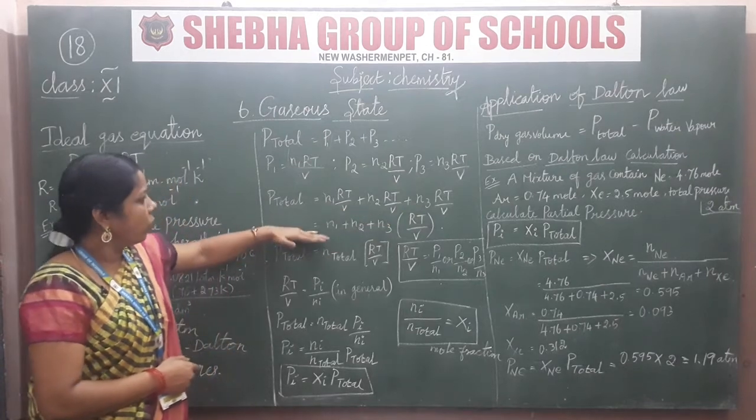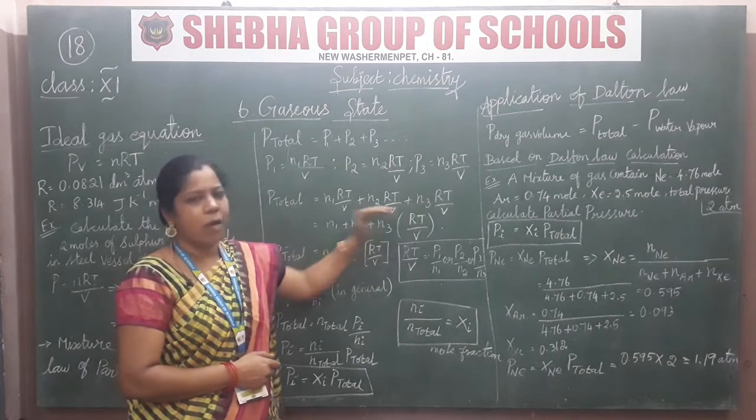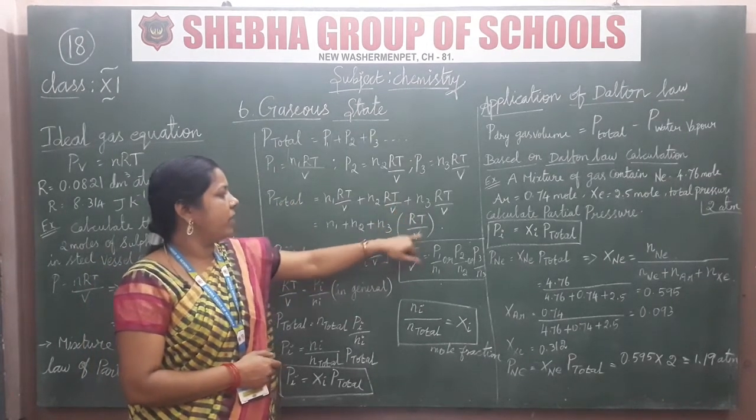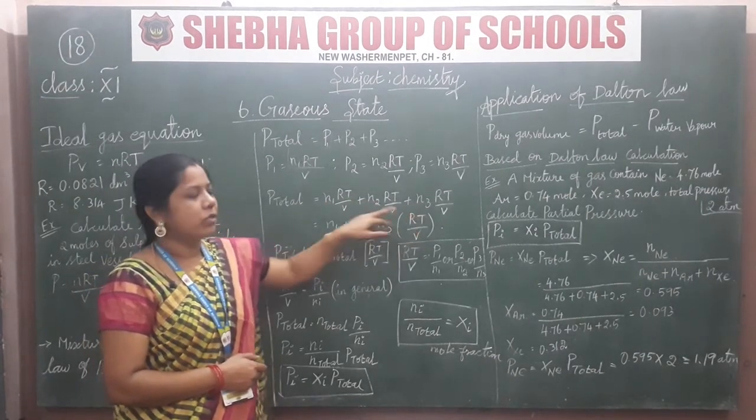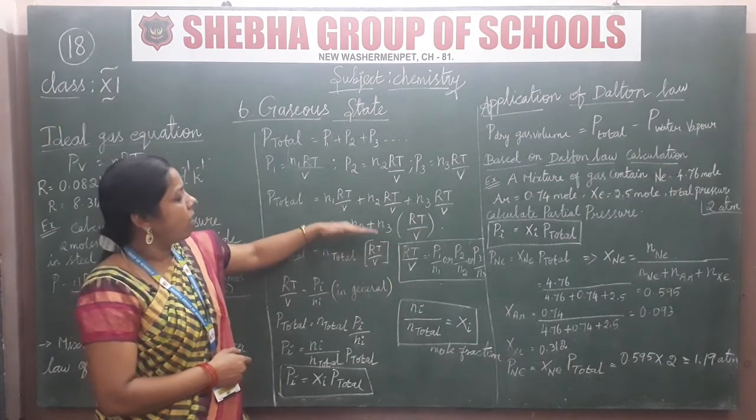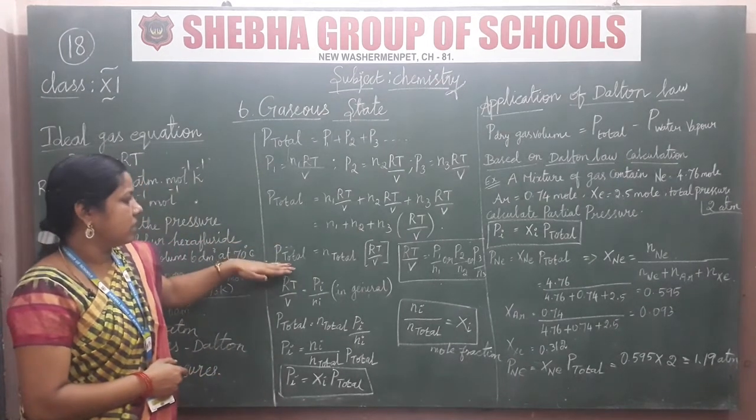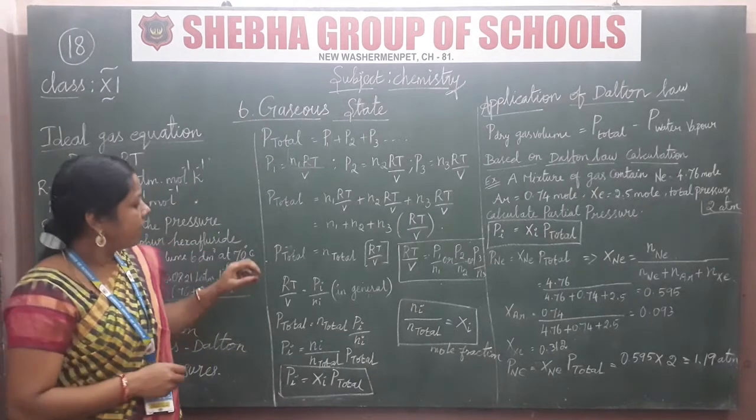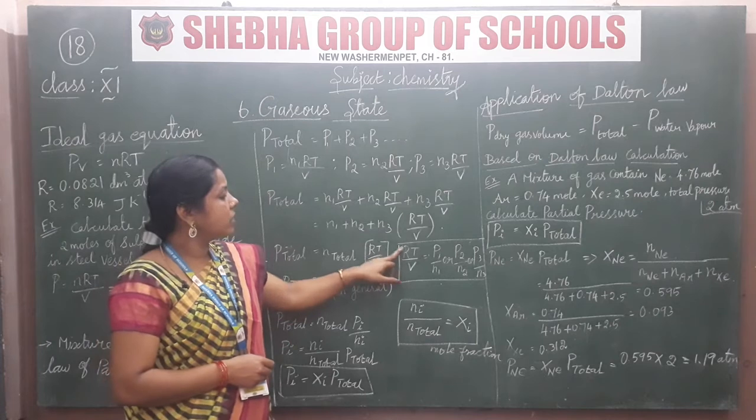Now I am going to write down the common value, that is RT by V, which is common for everything. So I am going to take out the common RT by V. The remaining are N1, N2, N3, so N1 plus N2 plus N3. This is the common factor taken out in the next step. Okay, next move on to the next step. We have to understand a minute thing. What is that minute thing? It is RT by V.